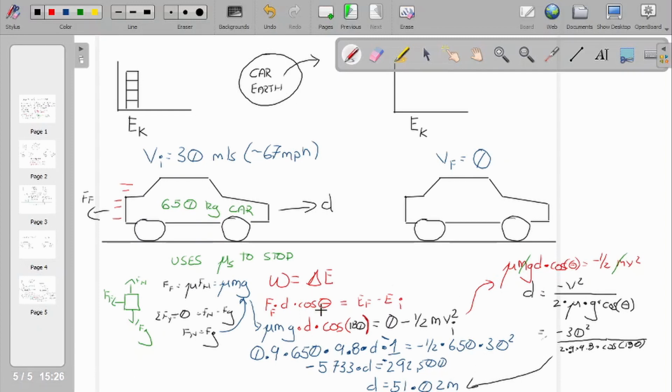If I solve it numerically, 0.9 is my mu, 650 is my mass, 9.8 is g, D is D because I'm solving for that, it's my unknown. Cosine of 180 is negative 1. 0 is still my initial, but 1/2 times my mass of 650 times my initial velocity of 30 squared. Simplify my numbers, I get negative 5,733 times D equals negative 292,500. Divide to the other side, and I get 51.02 meters.